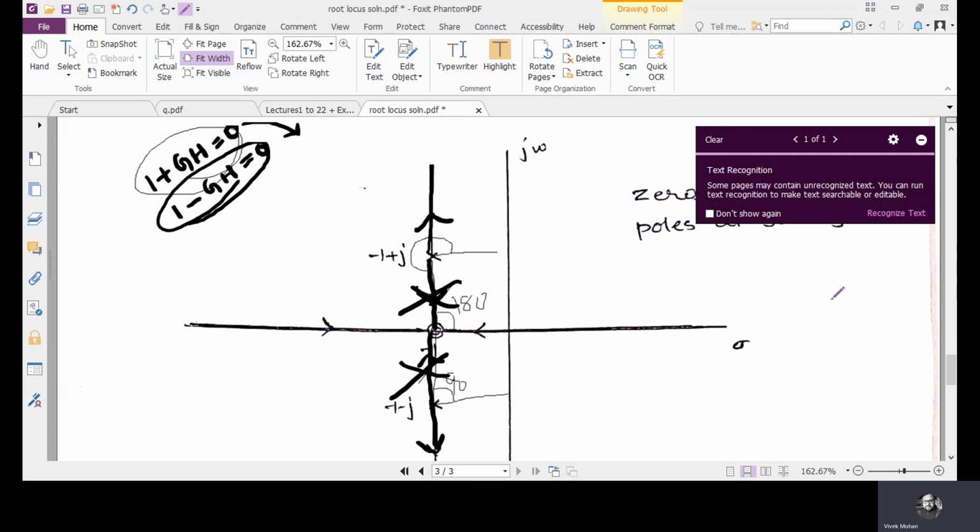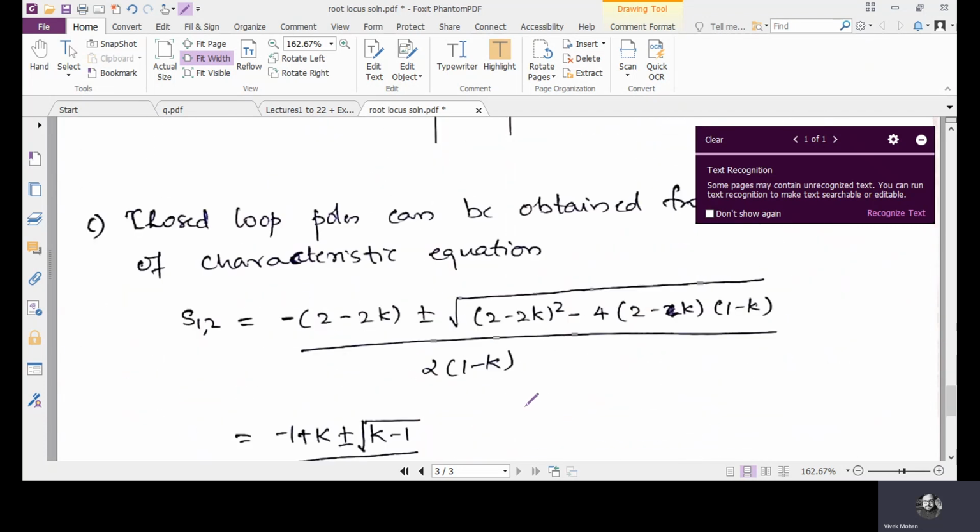Okay, so basically our root locus will look like this: from here it goes like this, from here it goes like this. These are the zeros. The whole real axis will come under the root locus. So that's how we plot the root locus for this particular question.